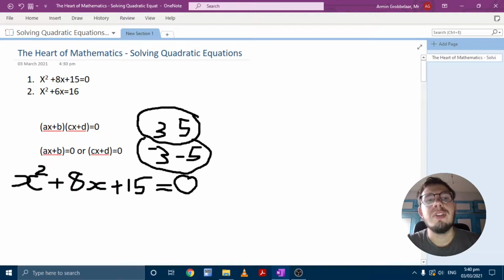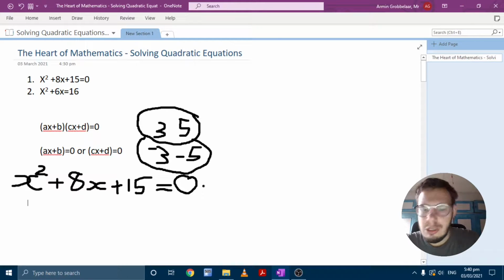But now I have to see which one of those gives me 8 if I add them. So I see minus 3 minus 5 gives me minus 8, and minus 8 is not equal to 8. But 3 plus 5 gives me 8. So I know that's what I have to use.